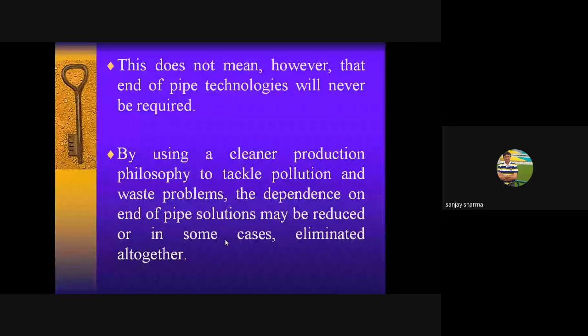So this does not mean that end-of-pipe technologies will never be required, because your efficiency may not be brought to 100%. But by using a cleaner production philosophy to tackle pollution and waste problems, the dependence on end-of-pipe solutions may be reduced, or in some cases may be eliminated altogether.